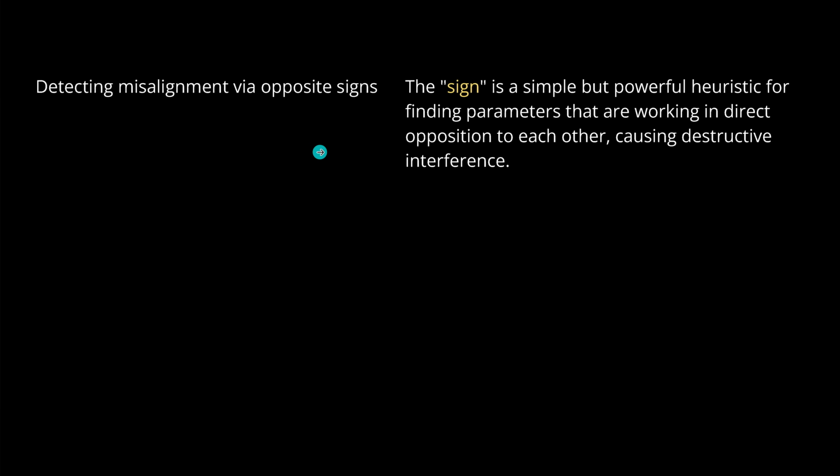Yeah, and now we go here. How does it really happen? Now, Google tells us where the first sign of a misalignment is, if I want to override maybe a tensor structure: if the existing tensor and the new tensor that wants to learn now have opposite signs. Sign plus or minus is a simple but powerful heuristic, tells us Google, for finding parameters that are working in direct opposition to each other, causing a destructive interference.